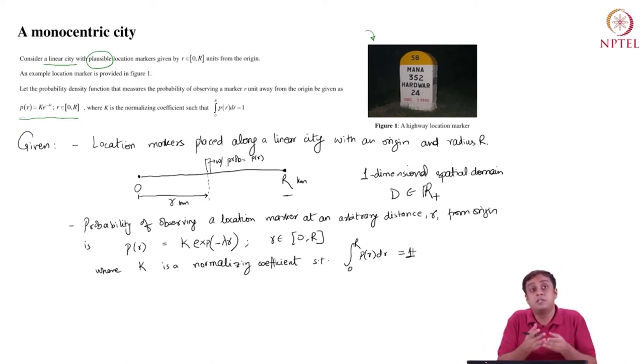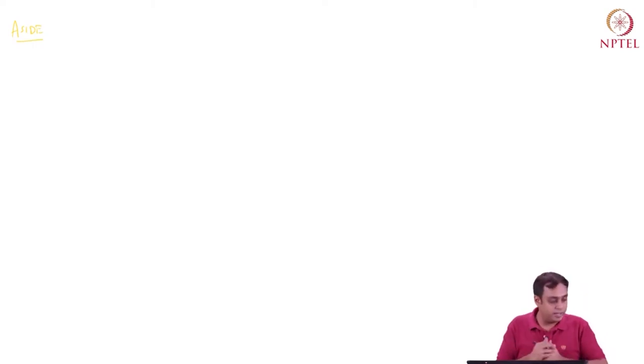To space, which is a city now. So now I'm talking about modeling a random process of observing markers with some probability at a given distance from the origin as an exponential distribution. As a next step, I'm going to create an aside, and I'm going to create this analogy for you.